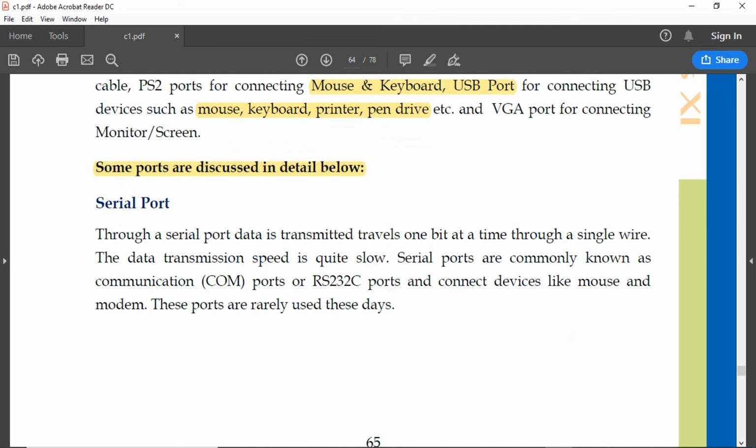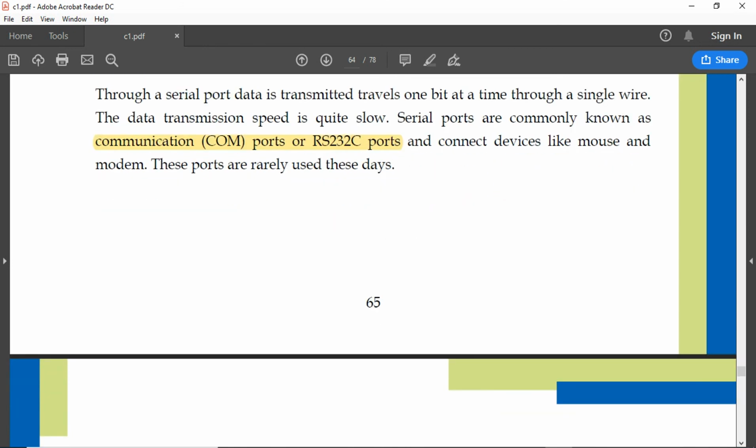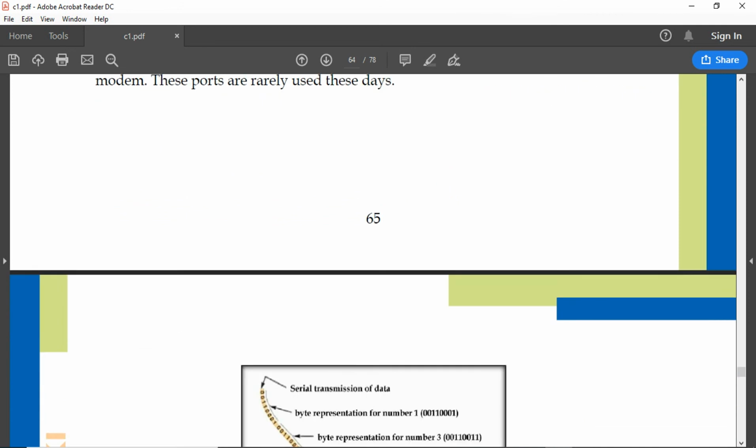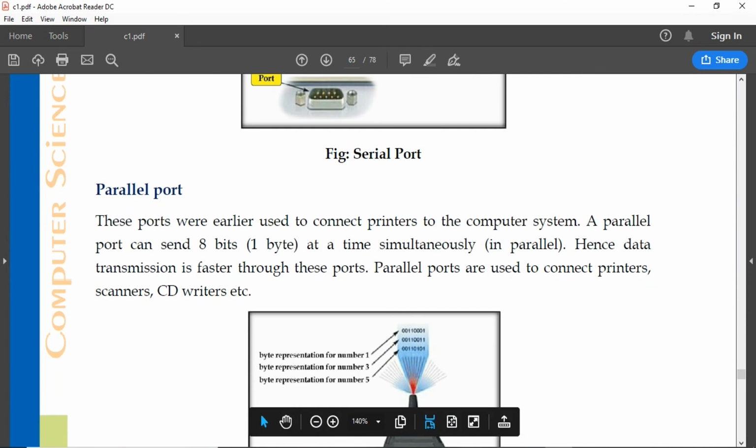Serial port. Through a serial port data is transmitted one bit at a time through a single wire. The data transmission speed is quite slow. Serial ports are commonly known as communication, COM, ports or RS-232C ports and connect devices like mouse and modem. These ports are rarely used these days. Fig. Serial port.